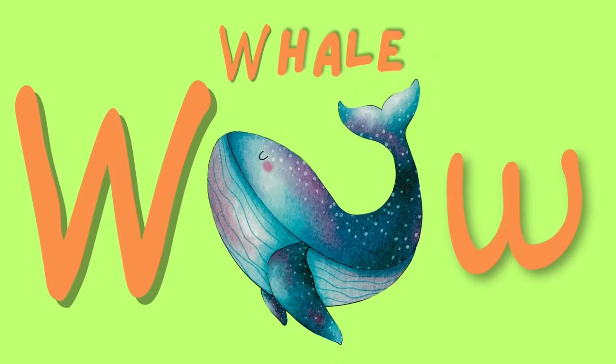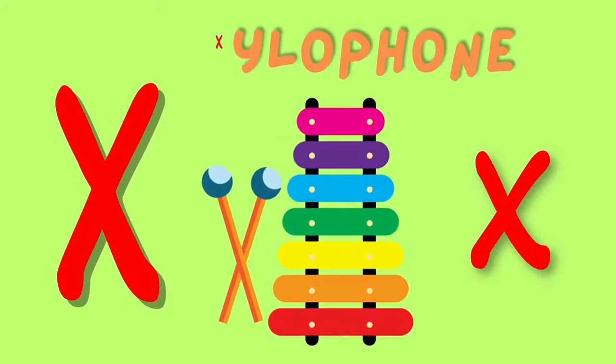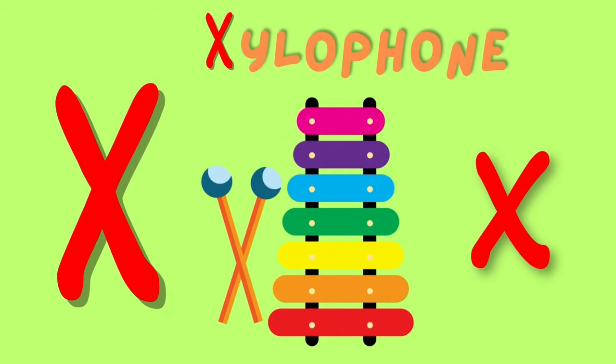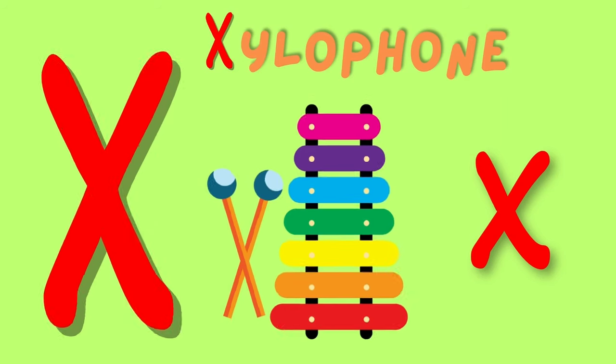W is for whale. This is a whale. X is for xylophone. This is a xylophone.